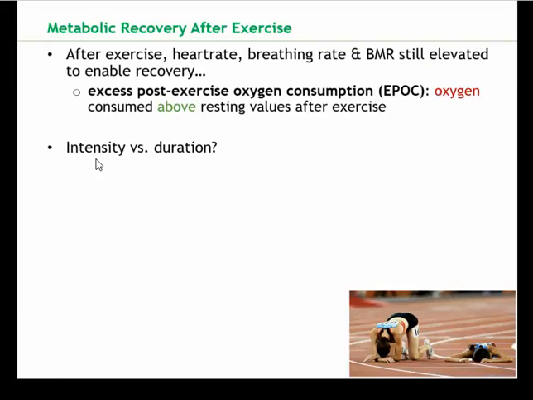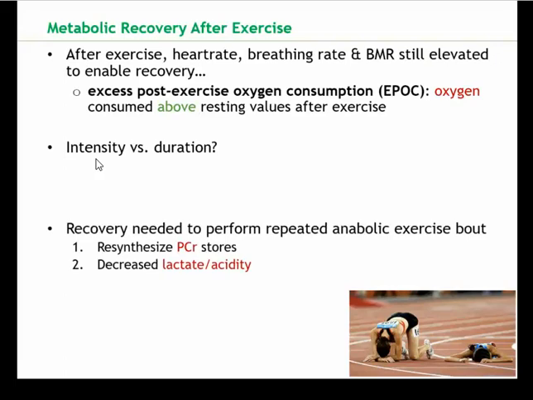Low intensity, long duration runs performed at steady state have a lower impact on EPOC. Yes, you will still be breathing heavy after you get done with a 4, 6, 10 mile jog. But that EPOC, that really heavy breathing after exercise, is highest with really high intensities, like a HIIT workout or really heavy resistance training bouts or sprints.